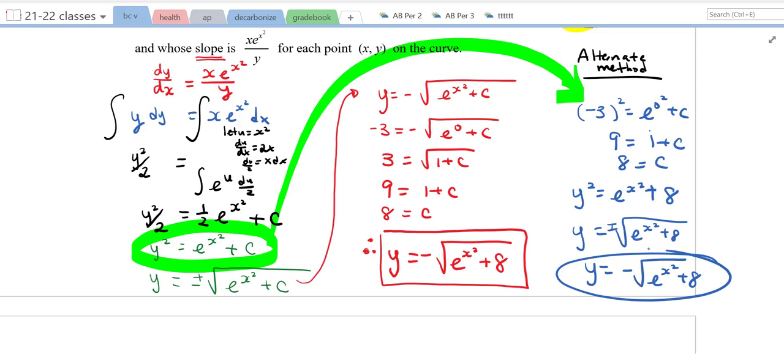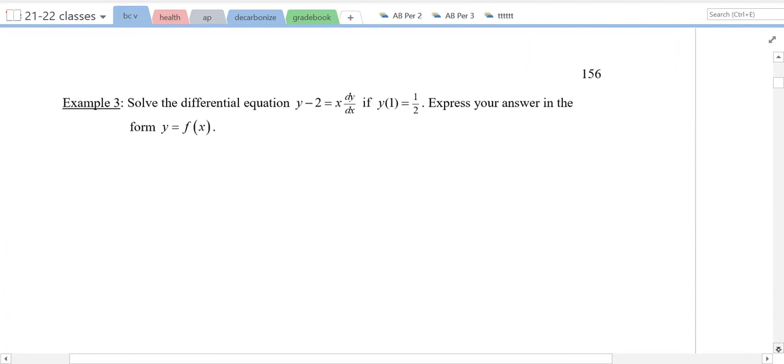I'm thinking on the AP exam, if you were to do this alternate method, it might actually be easier because maybe you won't make an algebraic mistake. But once again, it doesn't really matter if you're doing things right. The answer will be the same. Okay. All right, turn the page.